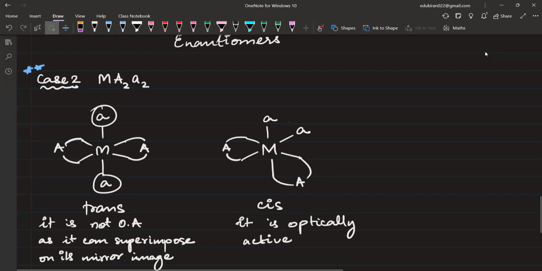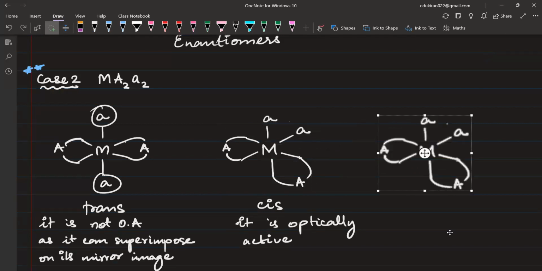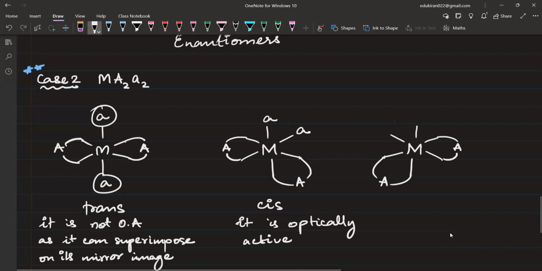ठीक है, अब इसका optical isomer क्या होगा? Optical isomer बस हमें a को ठीक करना है, like this.